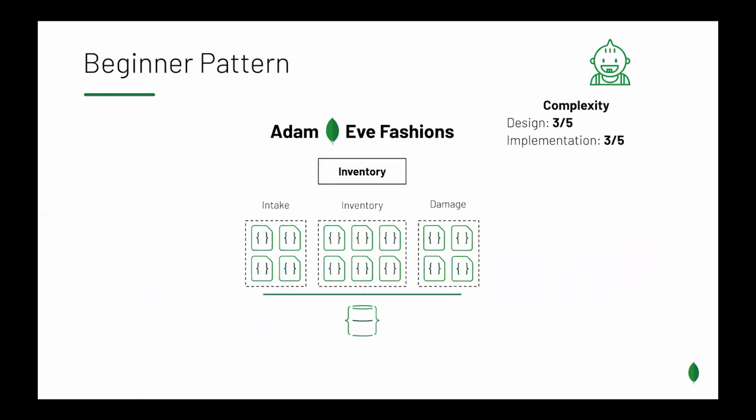If we take the example of our Adam and Eve fashion store, the inventory management service could possibly use this mode of transaction design. The inventory service is responsible for managing stock intake, the live inventory, and damaged goods inventory. Any stock movement from intake to live or moving inventory from live to damage would require you to perform a transaction that spans multiple collections.